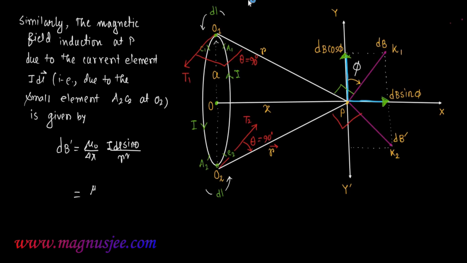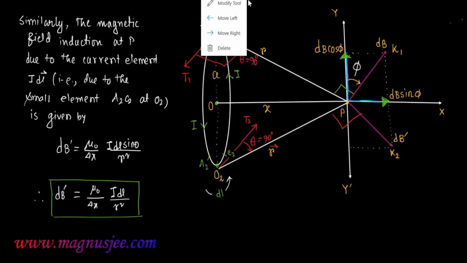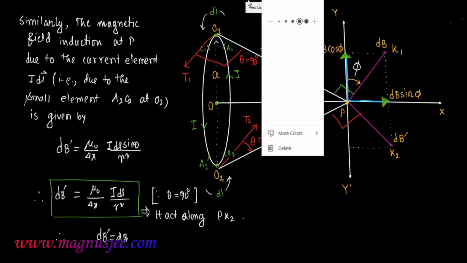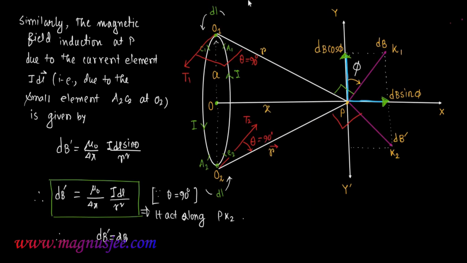That's why dB prime is equal mu 0 by 4 pi I dl by r square, since theta equal 90 degree. Therefore, dB prime is equal dB. That means magnetic field induction at P on the axial line of the coil due to the current element A2C2 and A1C1 are same. And this magnetic field induction dB prime acts along the direction PK2.